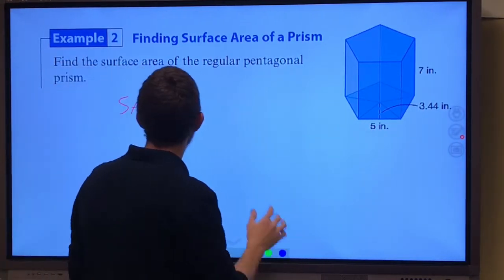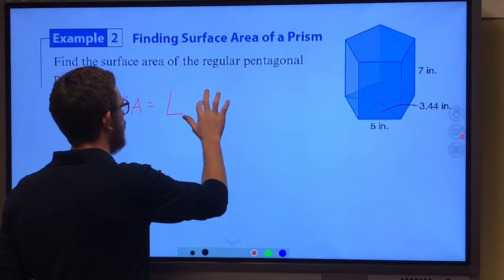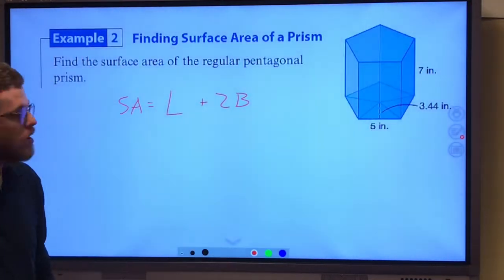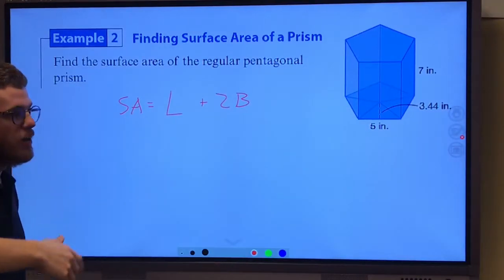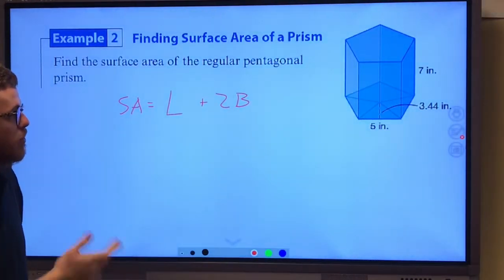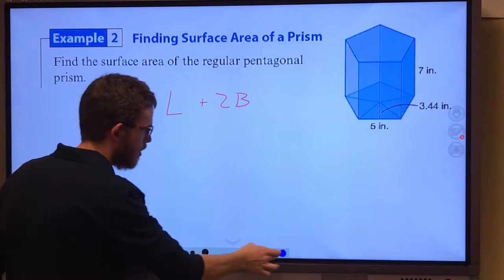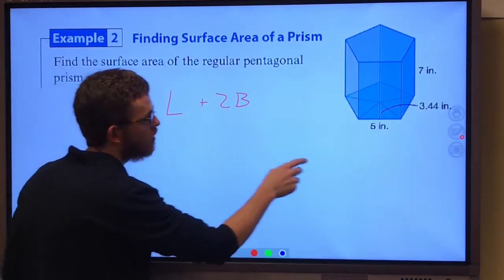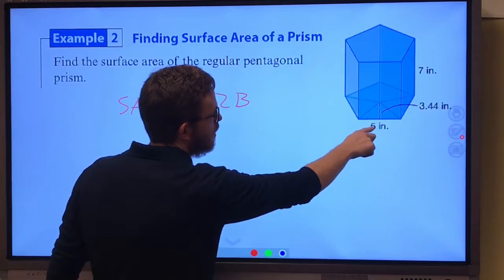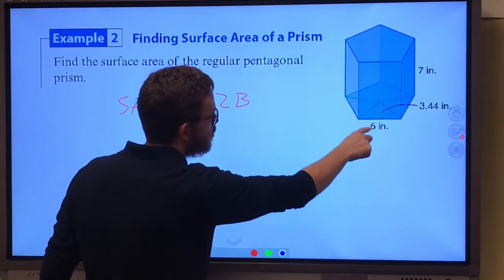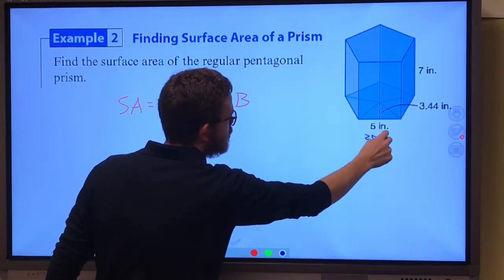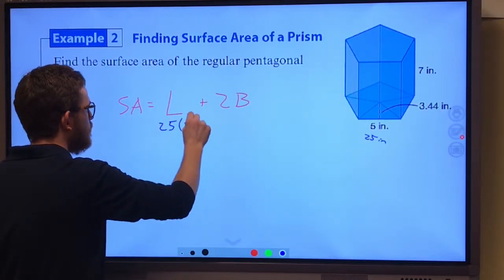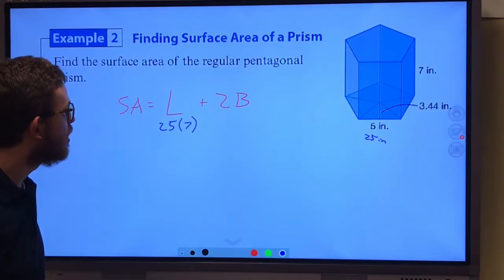If we look here, we need to find the surface area of the regular pentagonal prism. Well, we know it's going to be the lateral area plus 2 times the area of each of the bases, because the bases are the same here. So the lateral surface area would be the perimeter. This is a pentagon, so the perimeter right here is 25 inches times 7 would be the lateral surface area.